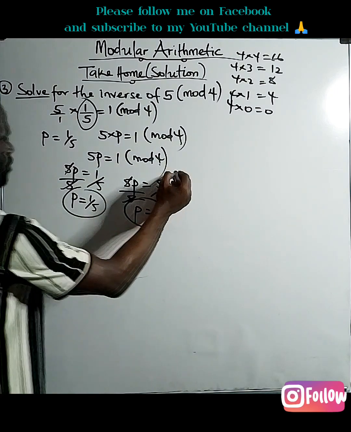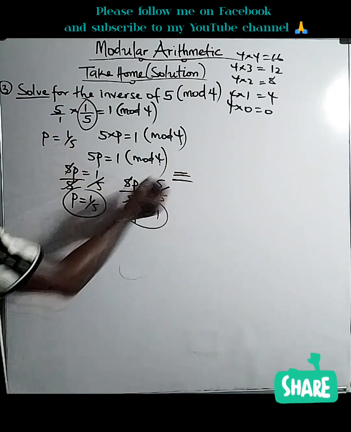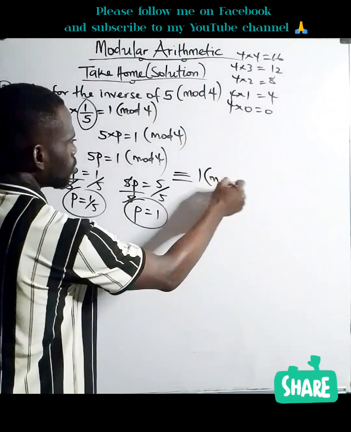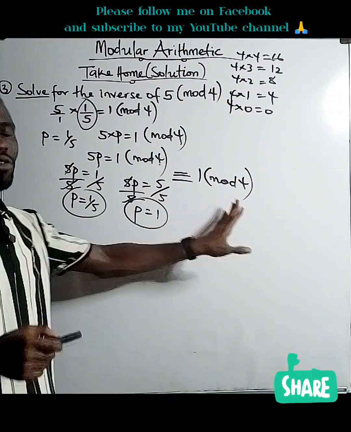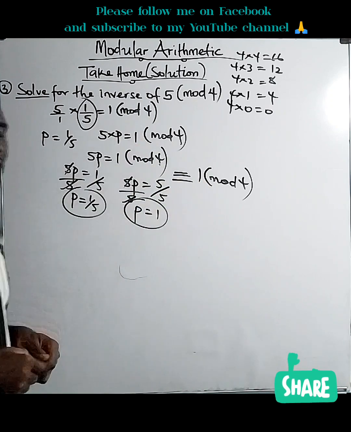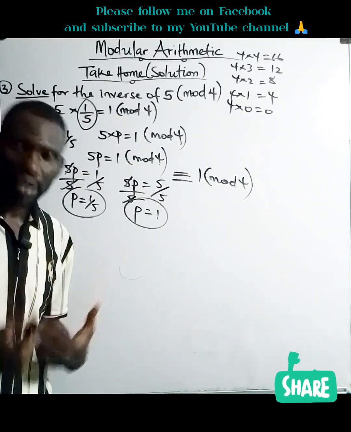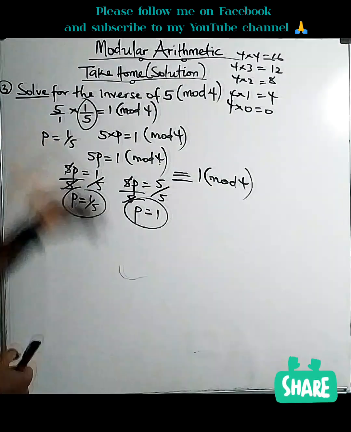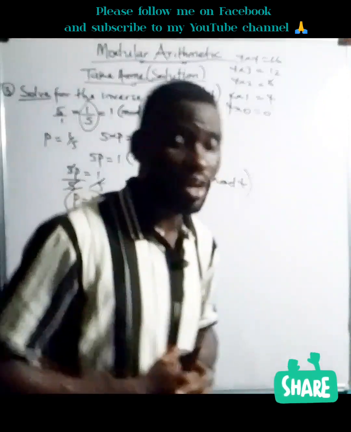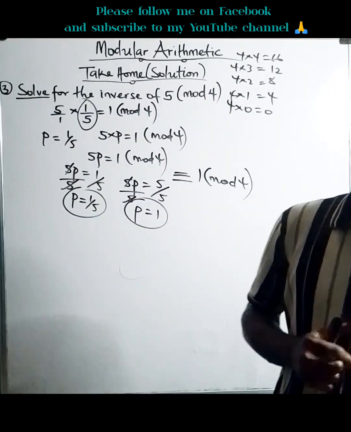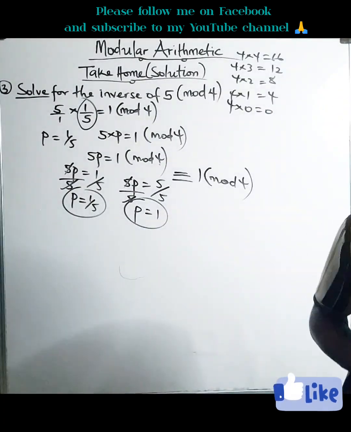So the perfect answer is 1 modulo 4. The multiplicative inverse of 5 is 1 modulo 4. 1 times 5 is 5. When you convert 5 to modulo 4, you get 1 modulo 4. As simple as ABC. I'm very sure that most of us got this question right. It's very easy. It's the third question among the set of questions given to us in our previous lesson.